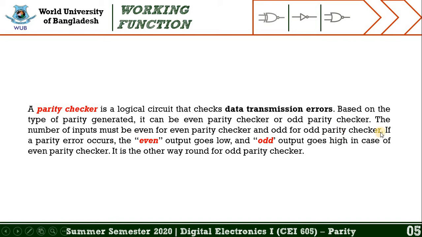If a parity error occurs, the even output goes low and the odd output goes high in case of an even parity checker. Well, it is the other way around for an odd parity checker.